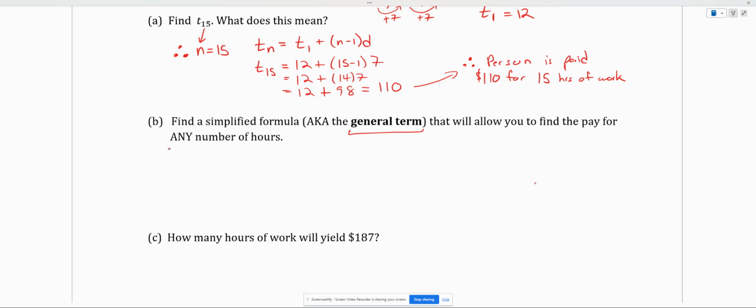Okay, next it says find a simplified formula and just AKA a general term that will allow you to find the pay for any number of hours. And so in this case, all we're using now is the Tn formula. So again, let's write out our formula first and fill in what we know. And so we got T1, the first term, plus n minus 1 times the common difference. Well, recall, we know the first term and we know d. So we're going to plug those in. Our first term was $12. Now we still don't know what n is because this is for the general term, and d is equal to 7. And so we just need to simplify this.